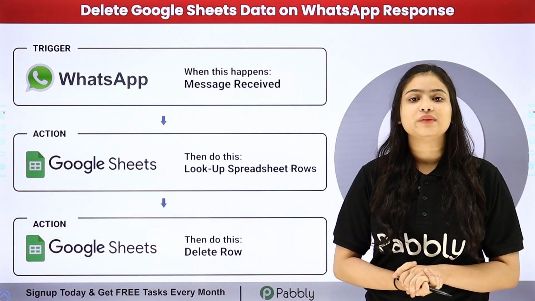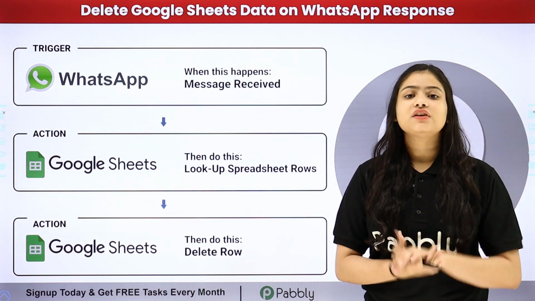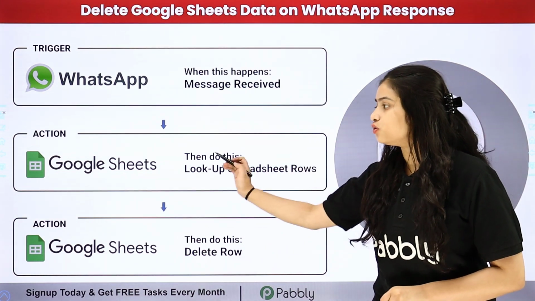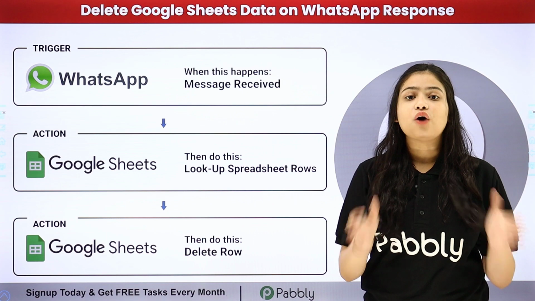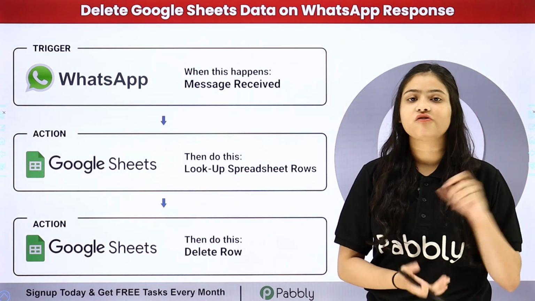So how are we going to automate this entire process? For this, we will have to set up a connection between WhatsApp and Google Sheets, and that we are going to do without any coding or programming skills with the help of Pabbly Connect.